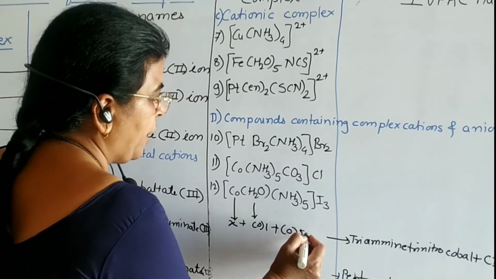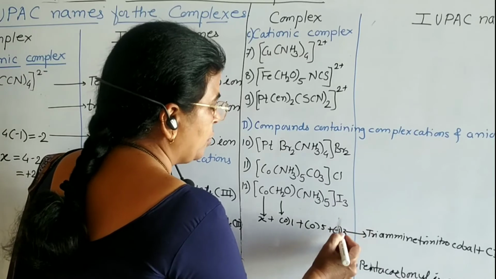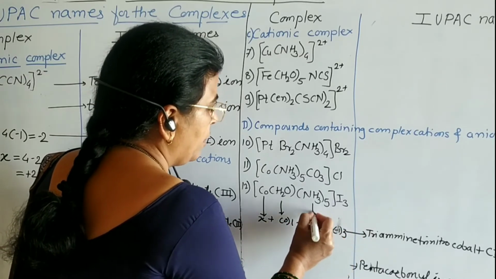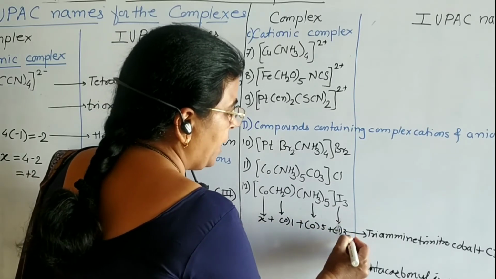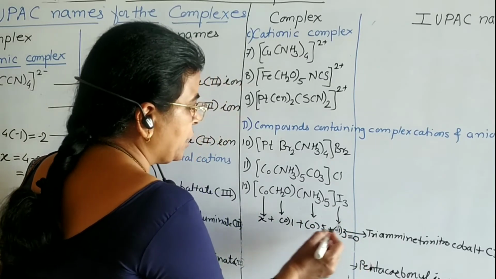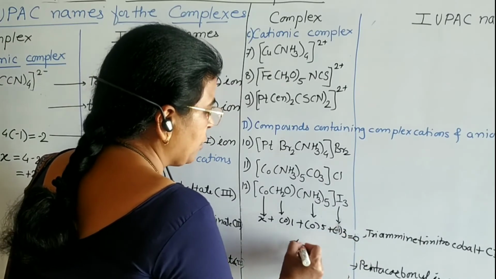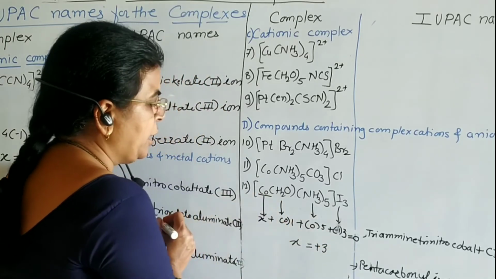5 multiplied by 0, plus there are 3 iodine atoms, therefore it becomes X plus 0 into 1, 0 into 5 and 3 into minus 1 is equal to the total charge on this complex, which is 0. Therefore X is equal to plus 3. Therefore oxidation state of cobalt is plus 3.